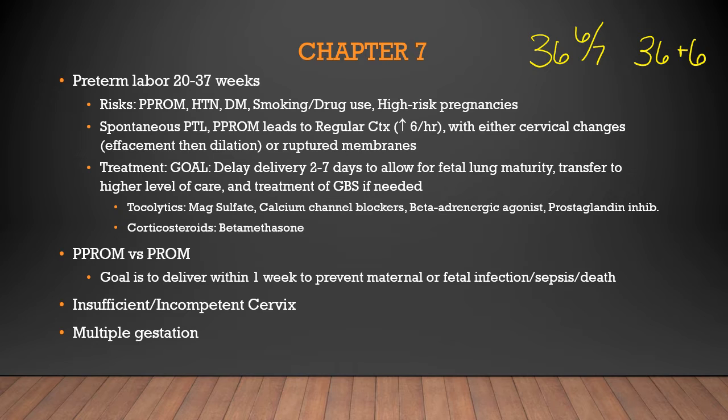Preterm premature rupture of membranes, or PPROM, is the spontaneous rupture of membranes at less than 37 weeks. Premature rupture of membranes occurs when fetal development is greater than 37 weeks, but both occur prior to the onset of labor. The goal after the amniotic sac has broken is to deliver within 1 week to prevent sepsis and infection.